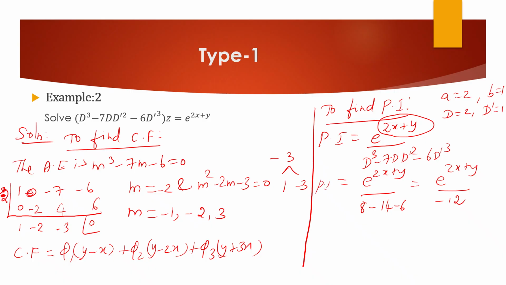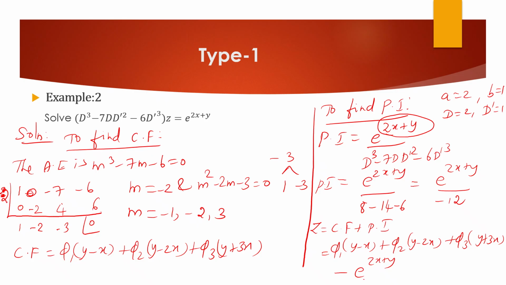So finally we have to write the complete solution as CF plus PI, which is phi 1 of y minus x plus phi 2 of y minus 2x plus phi 3 of y plus 3x, and then minus e power 2x plus y by 12.